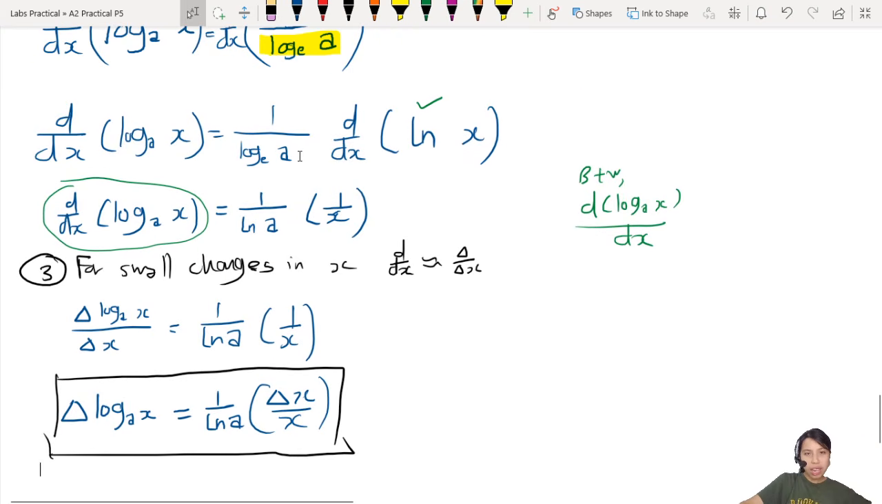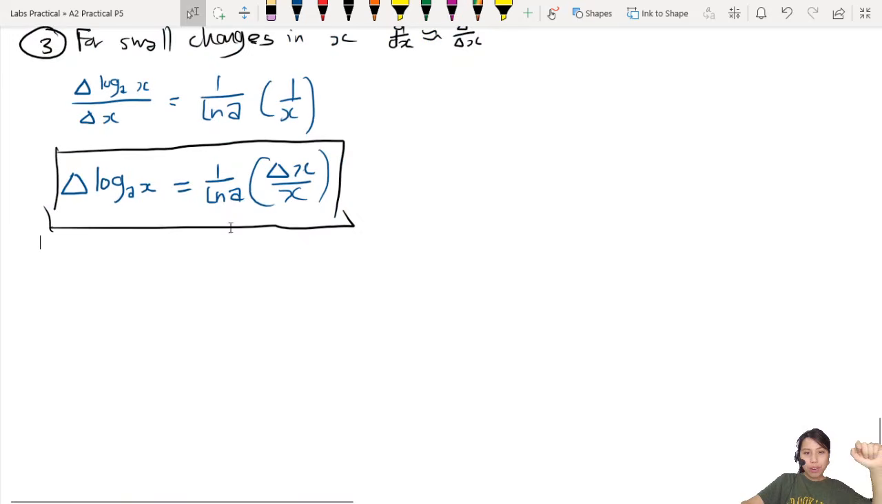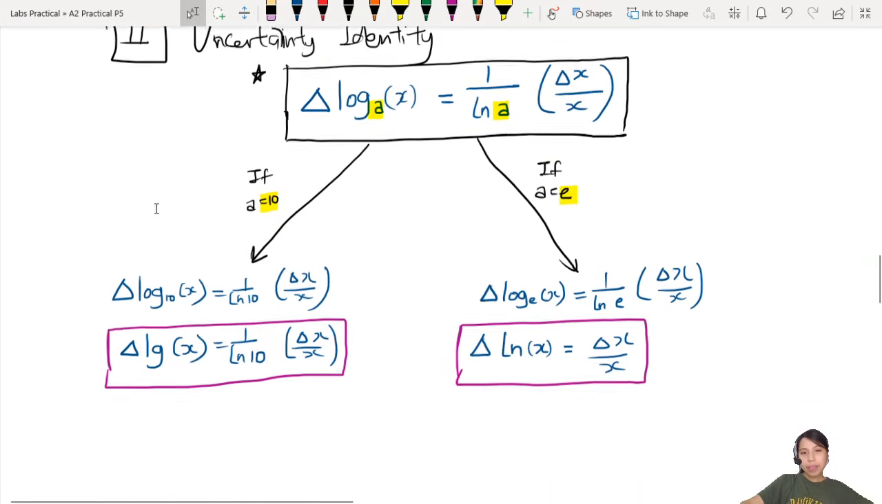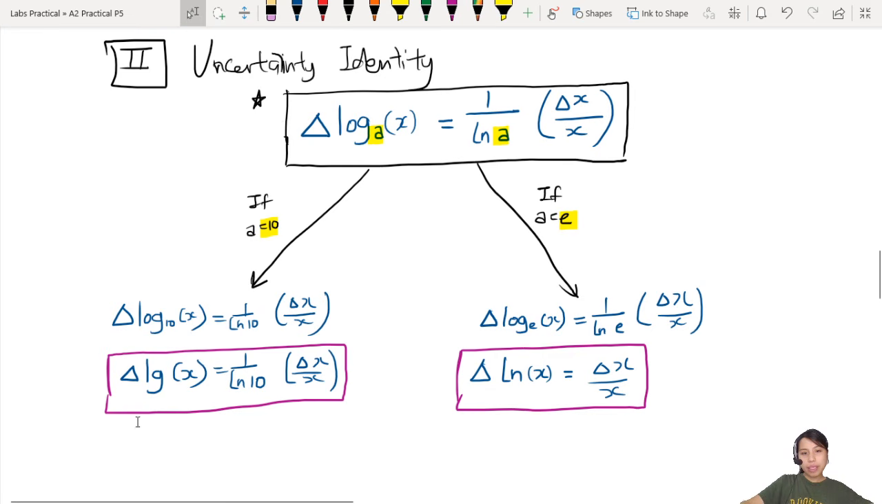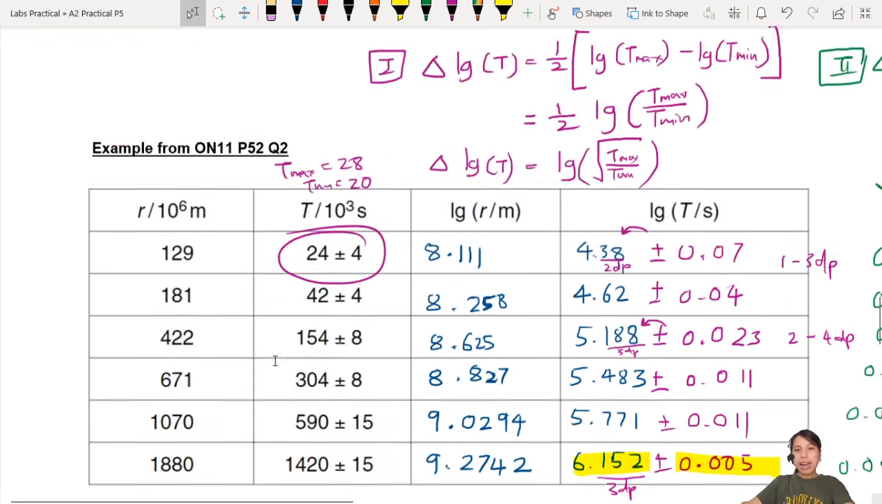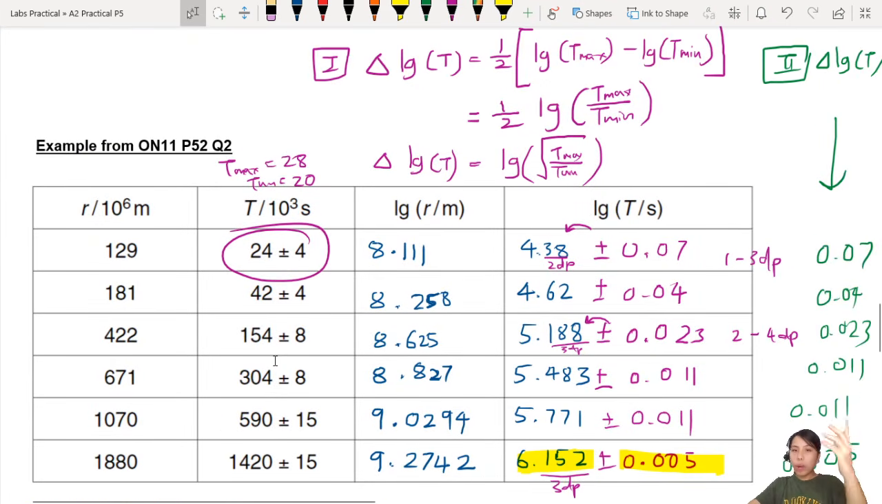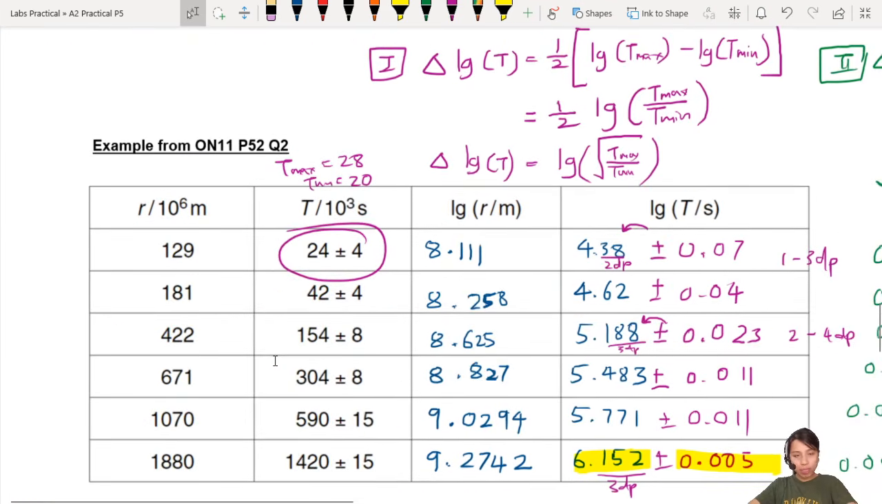Small change, delta, the d's. And here, from there, we connect to up here already. If it's log base a, log base 10, it becomes this. Log base e, it becomes like this. Okay, beautiful, isn't it? Differentiation and calculus. So that is all for this uncertainty video. How to deal with uncertainties, especially the special cases where you have logs and lns, which is natural log.